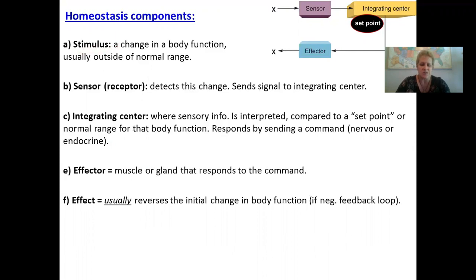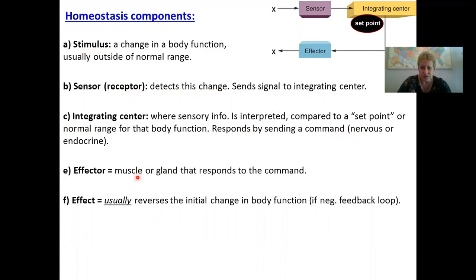If it goes outside that range, that's going to be a stimulus. So what happens is there's going to be sensors for that body function. If I was talking about body temperature, we have thermal receptors that are sensors. They detect that change outside normal range. They send a signal to the integrating center, and the integrating center is where that information is processed, interpreted. It's compared to a set point or a normal range, and then that integrating center can send a command. It's either a nervous system command or an endocrine command to an effector in the body. Effectors are muscle cells or glands that respond to that command.